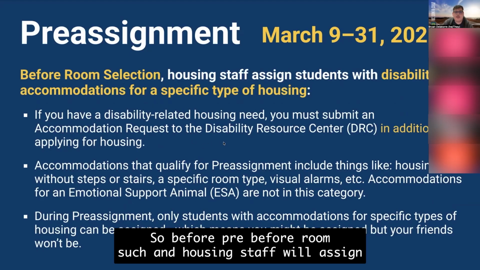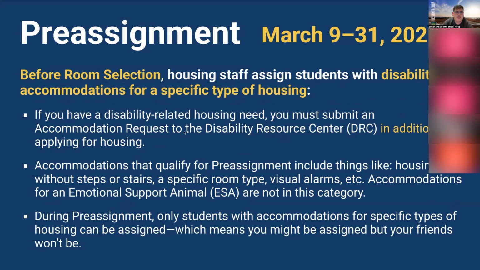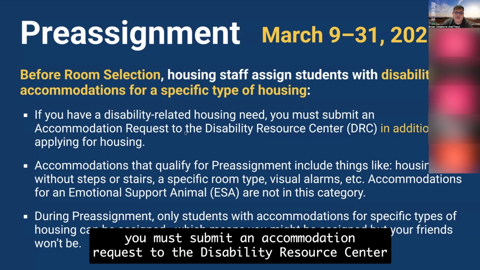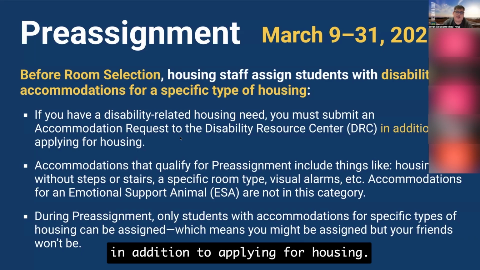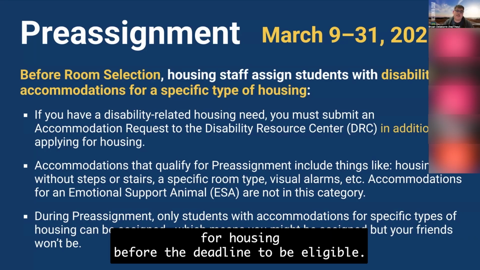So before room selection, housing staff will assign students with disability accommodations for a specific type of housing. If you have a disability-related need or housing need, you must submit an accommodation request to the Disability Resource Center in addition to applying for housing. So you need to get your accommodation and also apply for housing before the deadline to be eligible.